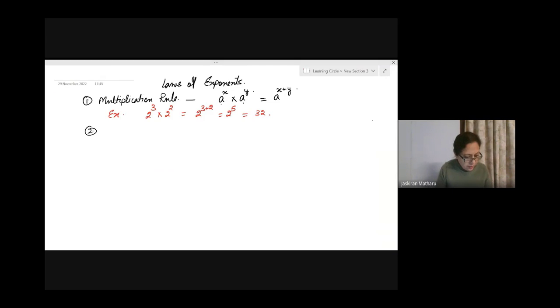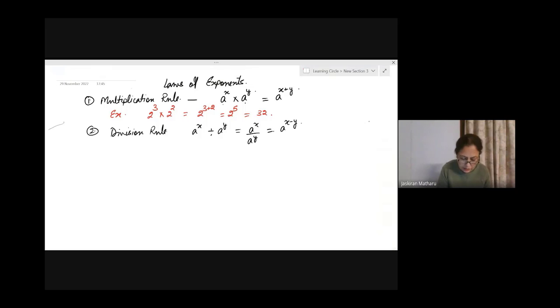Second rule, division rule. Two numbers with the same base are divided. This can also be written as, here the powers will get subtracted. Example, 4 raised to the power 5 divided by 4 raised to the power 2. Base of both the numbers is 4. So this can be written as 4 raised to the power 5 minus 2, or 4 raised to the power 3, which is equal to 64.